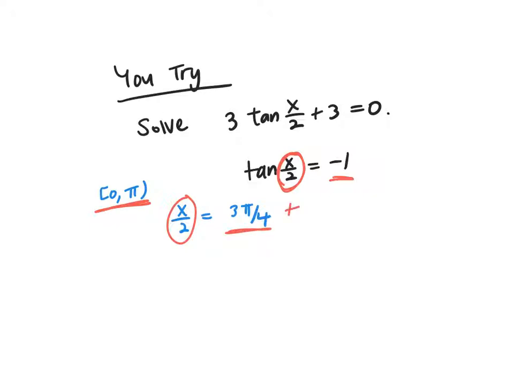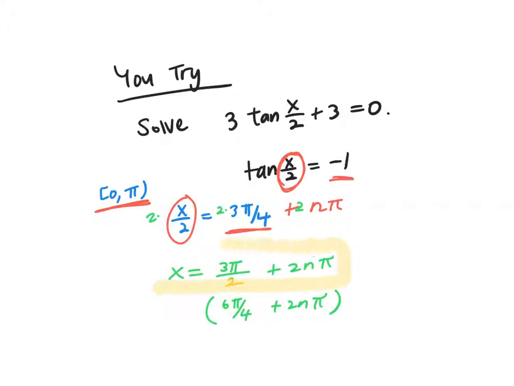And because it's a general solution, you're going to have to tack on plus n pi to account for all the different possible answers. In this case, to get x by itself, we would have to multiply by 2. So your final answer would be x is equal to 3 pi over 2 plus 2n pi. Or if you didn't reduce, you would get 6 pi over 4 plus 2n pi, which would also give you full credit, but the reduced form is the preferred form. This answer represents all the possible values of x that would make the original equation true.